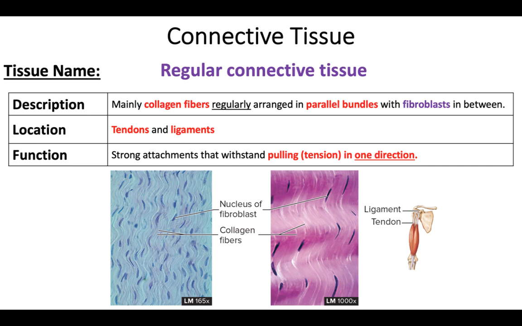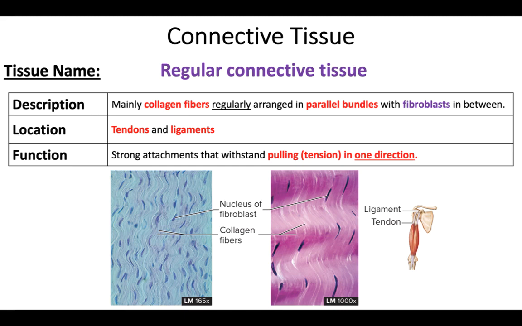The tissue is almost identical. So like in this little drawing, here's a tendon of this muscle. This is your biceps muscle. So this little tendon is attaching the biceps to your scapula. And then there's a little ligament kind of holding the scapula and clavicle together, and that's a ligament.